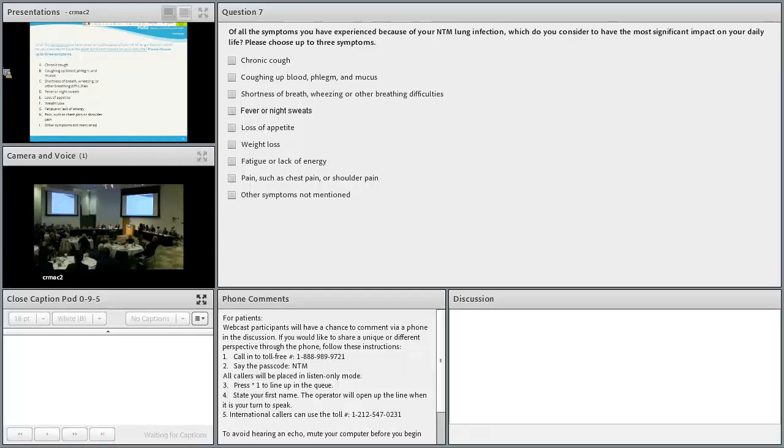A, chronic cough, B, coughing up blood, phlegm, or mucus, C, shortness of breath or other breathing difficulties, D, fever or night sweats, E, loss of appetite, F, weight loss, G, fatigue or lack of energy, H, pain such as chest pain or shoulder pain, or I, other symptoms not mentioned. And again, for those of you on the web, you can answer through the webcast.